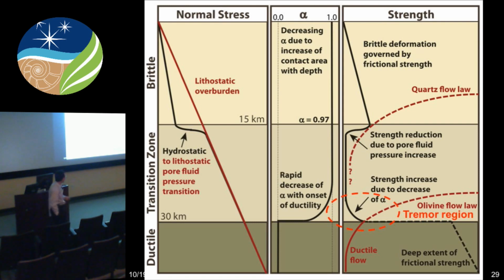So one of the ideas is perhaps that you get this kind of change of strength, where the reduction is probably likely due to an increase of pore pressure. But as you go to the lower crust near the Moho, you probably have another slight increase of strength. That's probably where we start to observe those brittle, semi-brittle, and semi-ductile tremor activities.